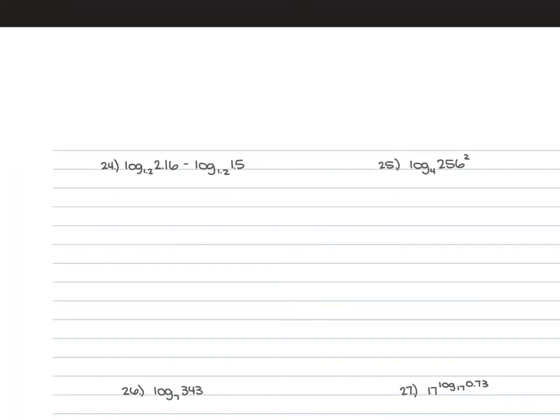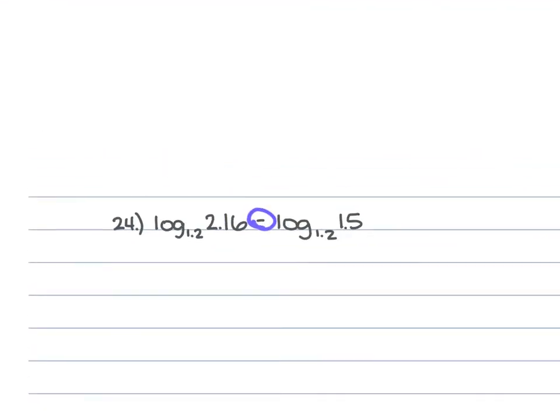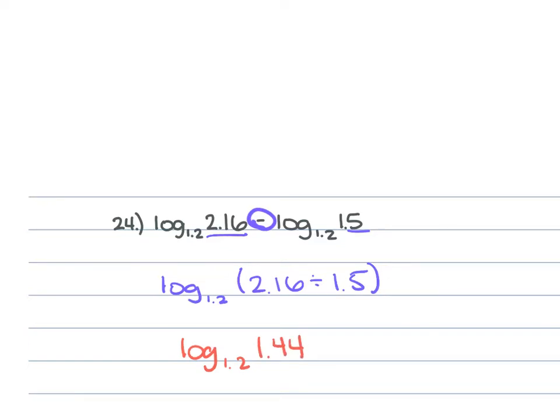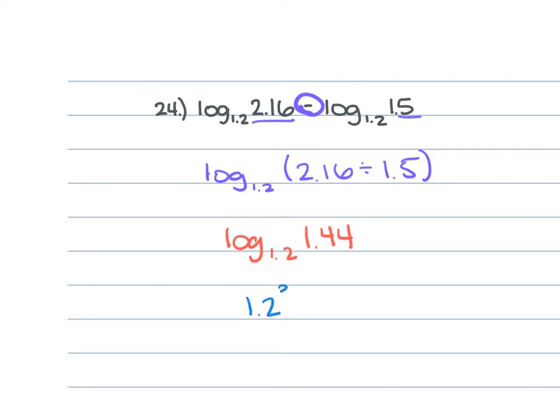For 24, we have log base 1.2 of 2.16 minus log base 1.2 of 1.5. So we're subtracting these two, which means we're going to divide the 2.16 and the 1.5. So we're going to have log base 1.2 of 2.16 divided by 1.5. So this is going to give us log base 1.2 of 1.44. And 1.2 to what power is 1.44? Think of this as 12 to what power is 144? It's just 2.